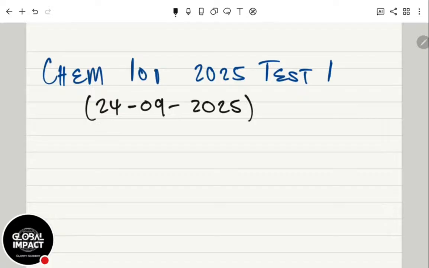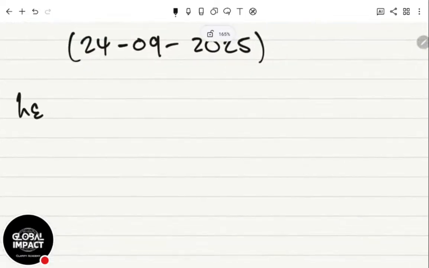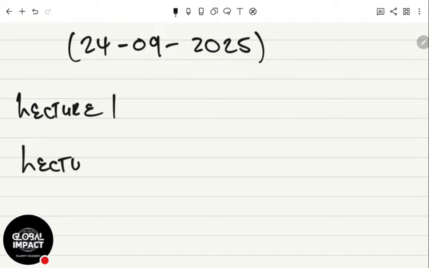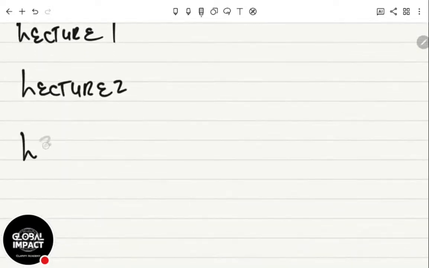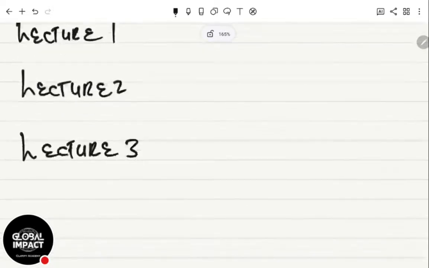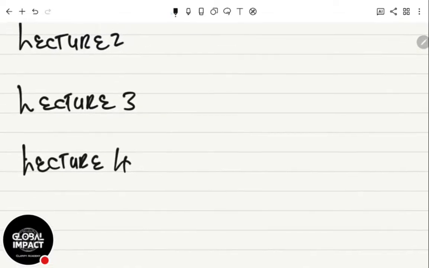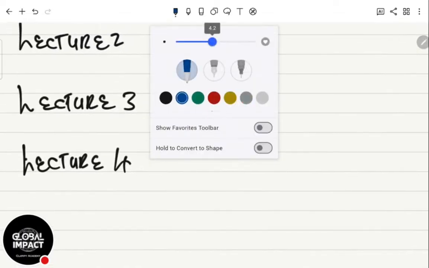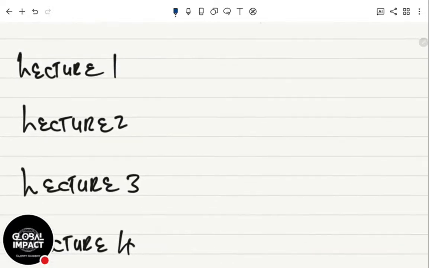In this test, we have 4 chapters coming: lecture 1, lecture 2, lecture 3, and lecture 4. I'm going to be just doing questions, but I want you to have the picture, because that is what we are going to be referencing as we do the questions, to see how easy it is. Very easy. We have to make sure we get these marks.